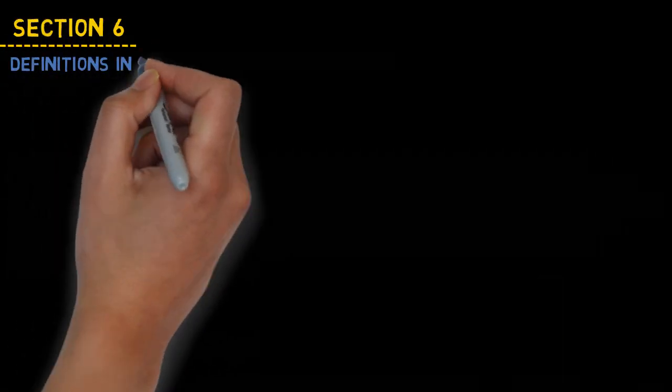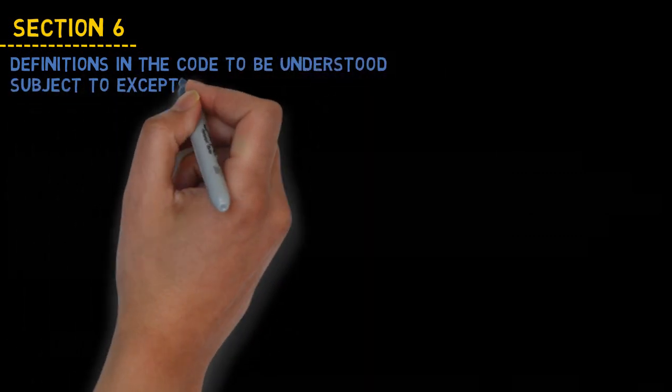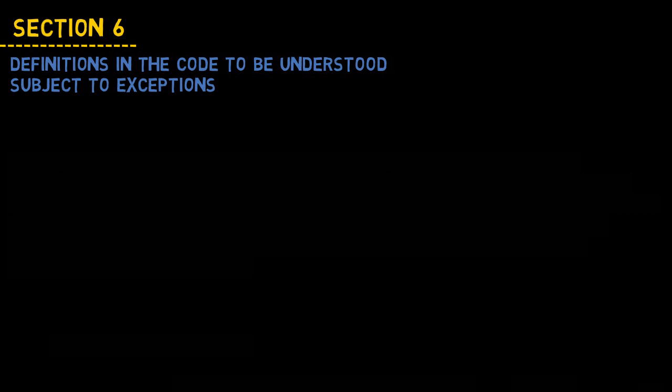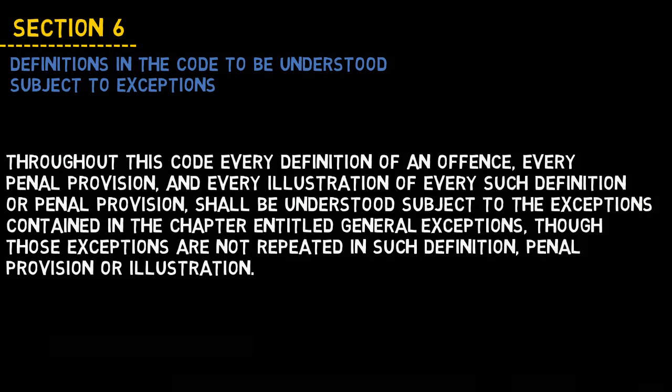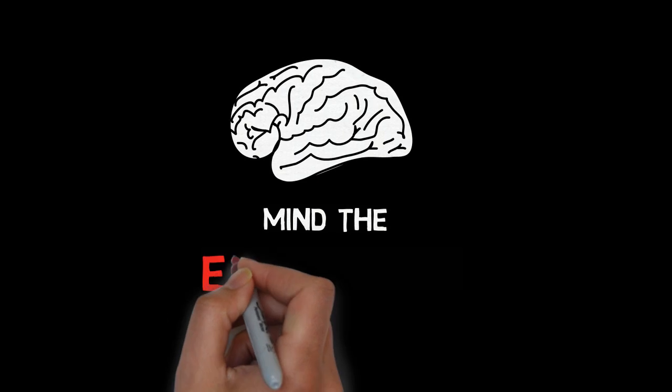First of all, Section 6. Heading of Section 6 is definitions in the code to be understood subject to exceptions. Let's read Section 6 first. Throughout this code, every definition of an offense, every penal provision, and every illustration of every such definition or penal provision shall be understood subject to the exceptions contained in the chapter entitled General Exceptions, though those exceptions are not repeated in such definition, penal provision, or illustration. This section means that we should understand everything in IPC keeping in mind that there are exceptions also.